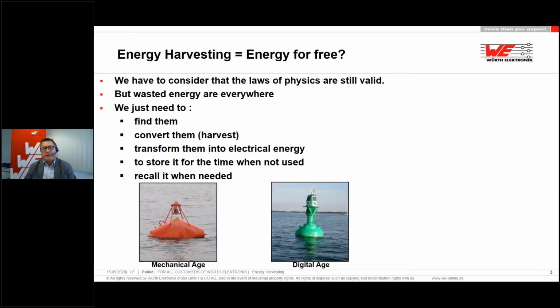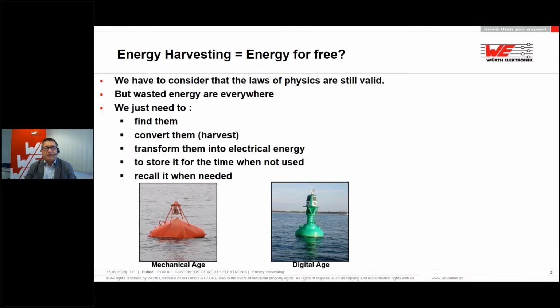In the mechanical age, we had this kind of buoy for ships approaching the port. When it's foggy and the ship is coming to the port, it makes some waves on the water, and that makes the bells start to make some noise. The people can hear that and say, okay, we are too close to the walls or too close to the ground, and we have to take care.